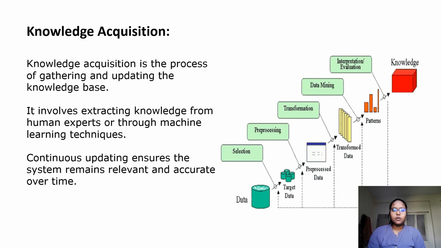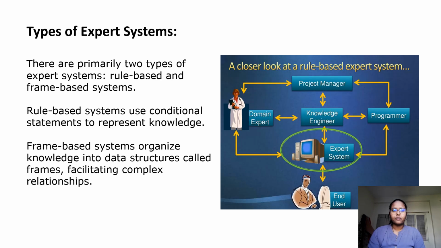Here we see the figure about knowledge acquisition. When we give the data, it will be targeted, which is called selection, and then pre-processed, which is preprocessing, and then transformed, which is transformation. When it gives the patterns, that is data mining, and it gives the knowledge through interpretation and evaluation.